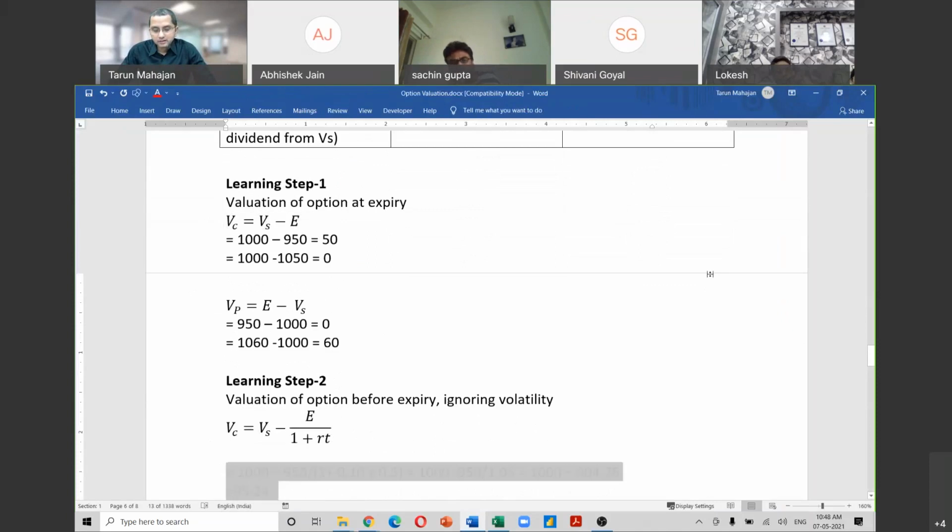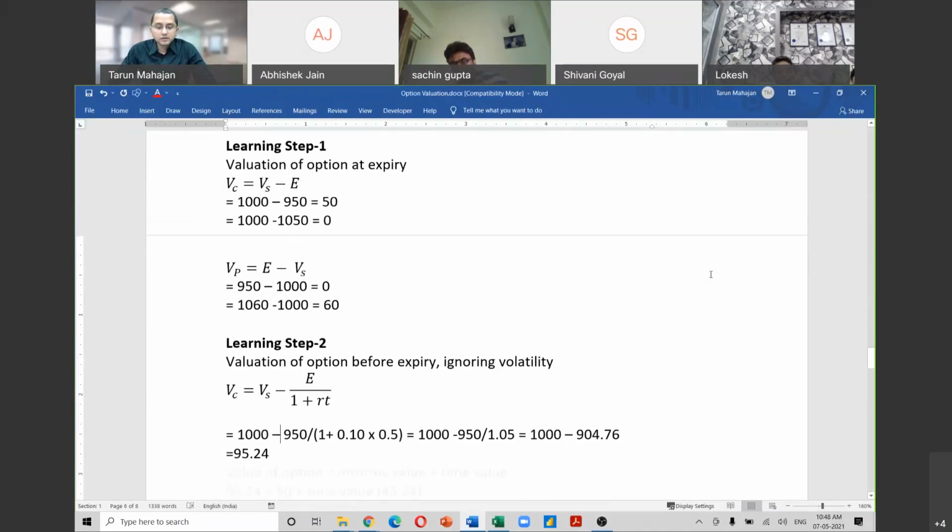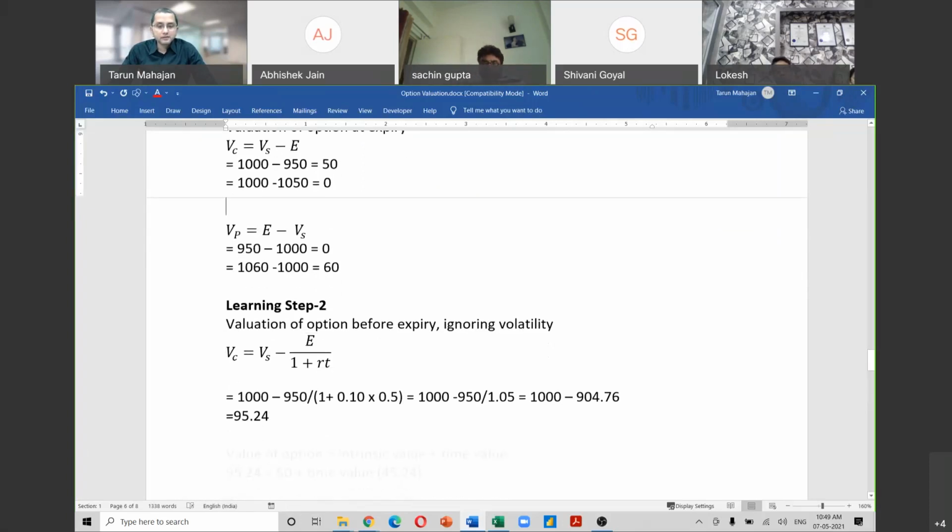So let's take the same example. 1000 rupees is the market price, 950 is the strike price. Suppose risk-free rate of interest is 10%. Suppose time to expiry is 0.5 years, 6 months, I mean. Solve it and you'll get it equal to 95.24. अभी पहले आंसर 50 rupees था, and now this time the answer is 95.24, because option value has two components.